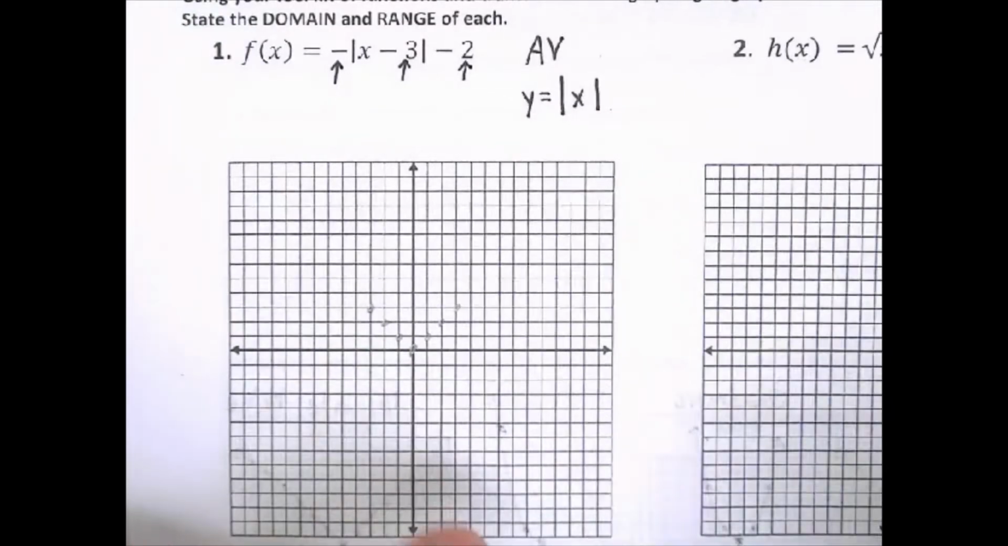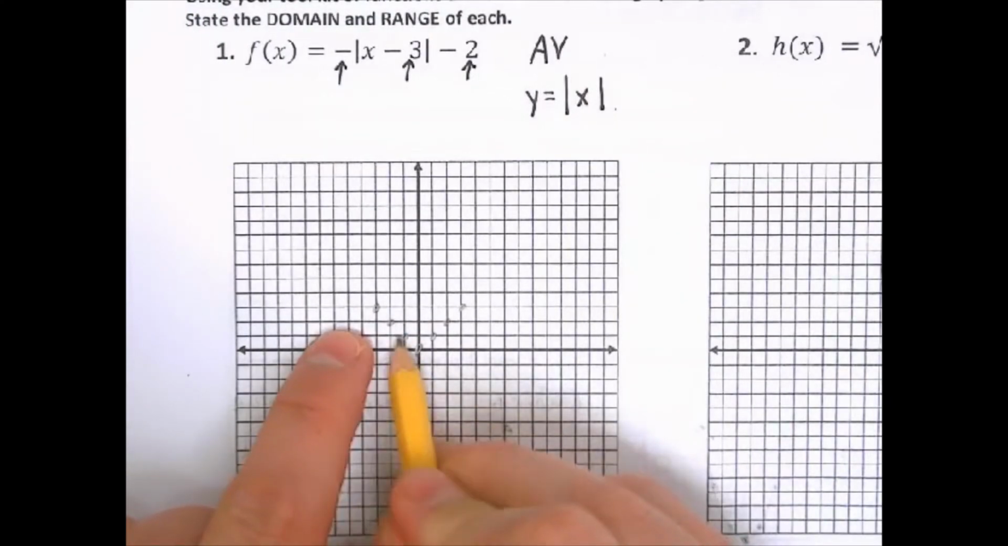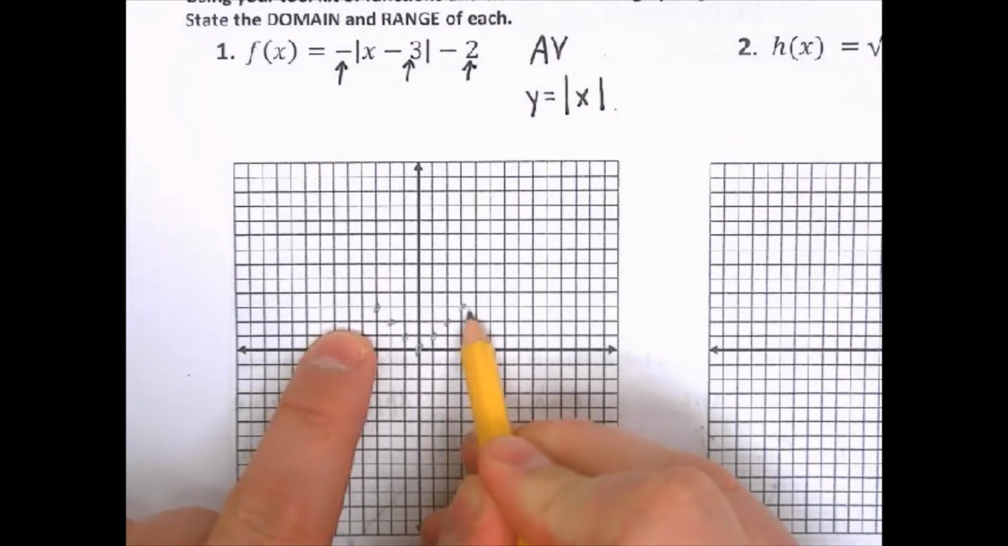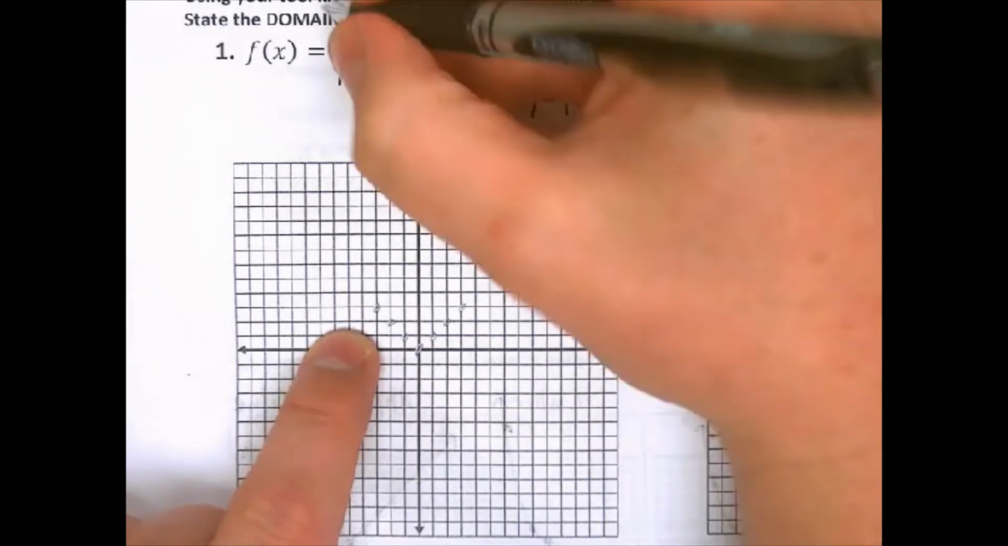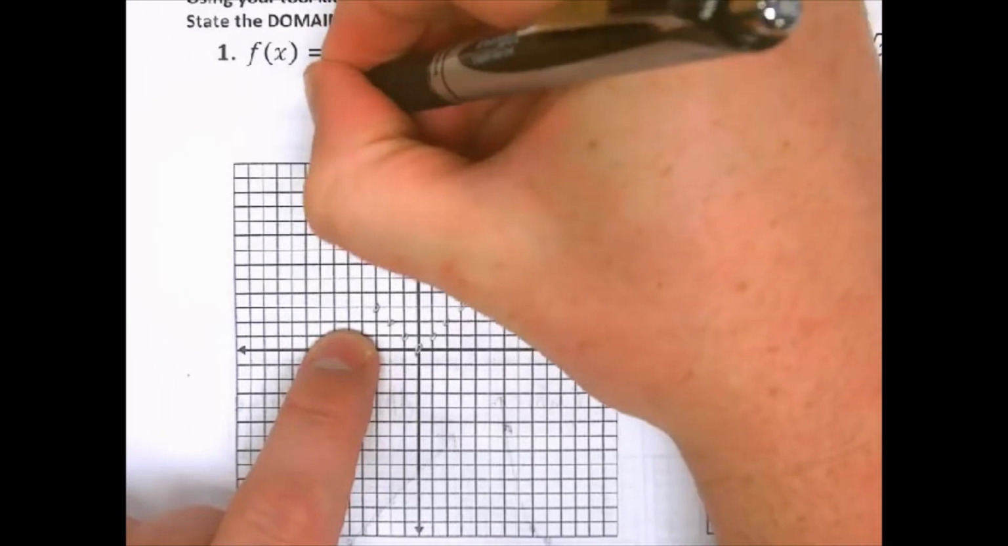So I took a pencil. You can see it here. I have the V shape here, so that's my parent function. My goal is to take it... The negative outside means a reflection over the x-axis.